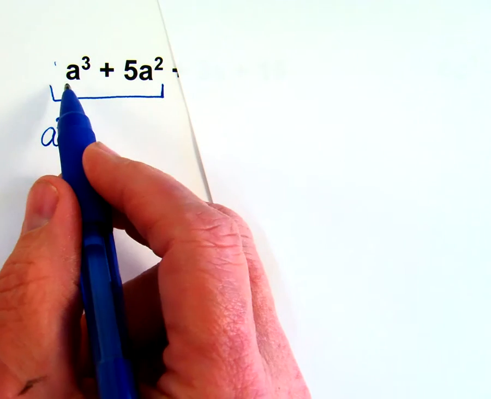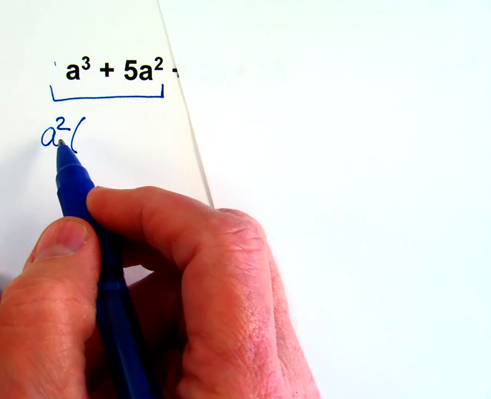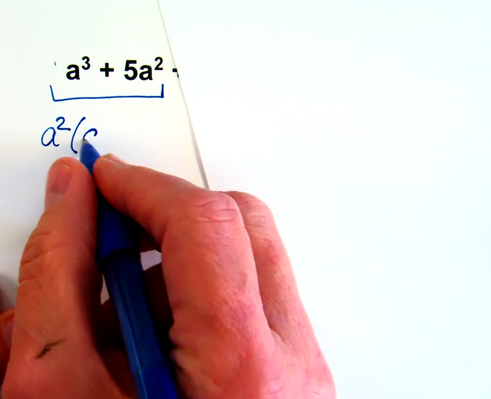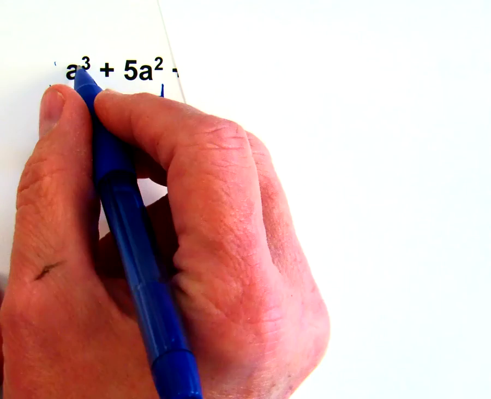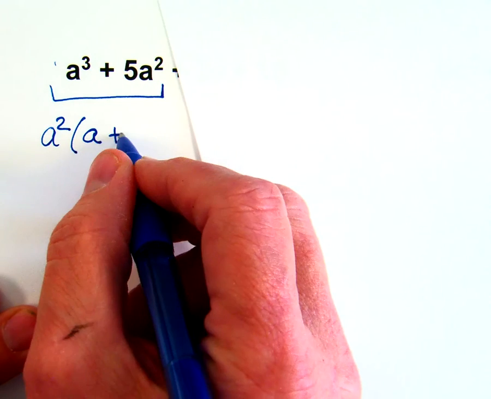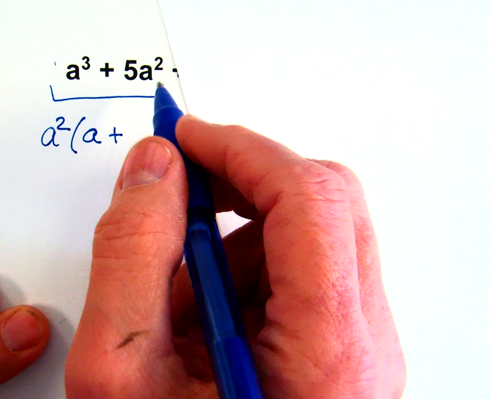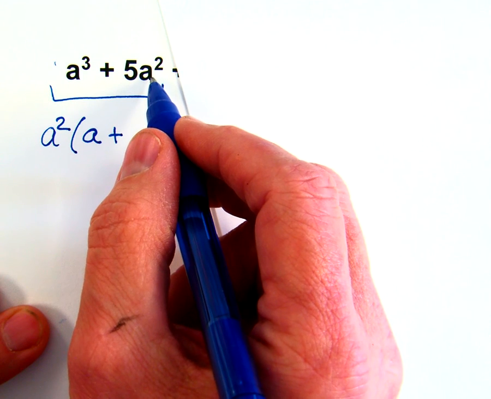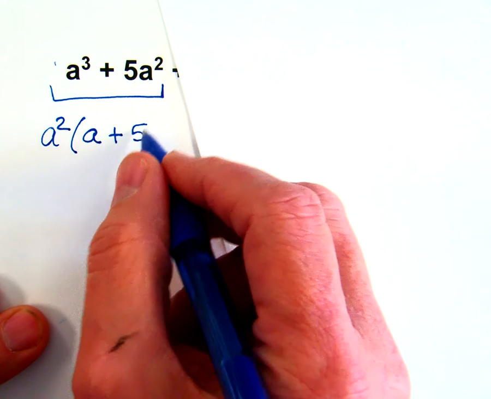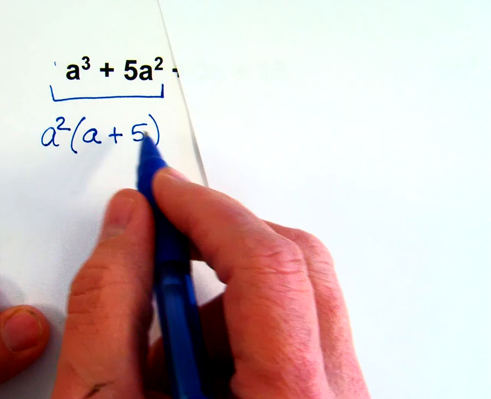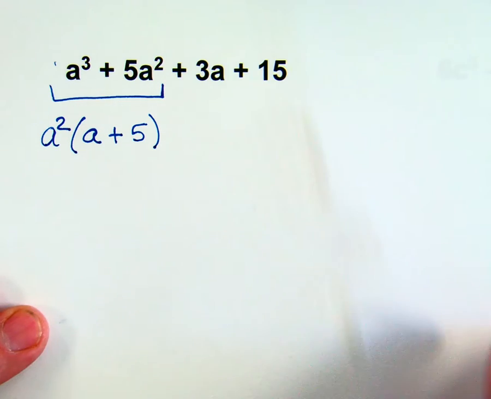After I take a squared out, a cubed divided by a squared will be a. Let's check it. a squared times a is a cubed. Yep, I did it right. When I factor out the factor a squared, what's left here? Well, 5. Did I do it right? a squared times 5 is 5a squared. Yeah, I did it right.